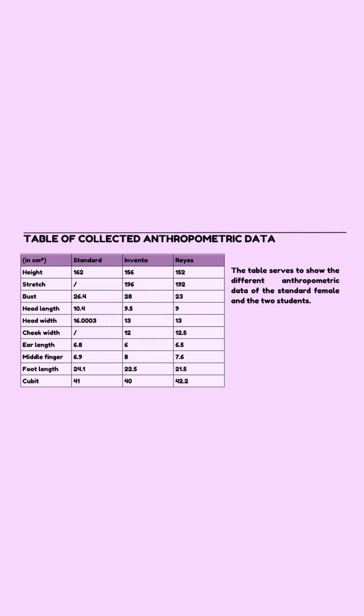We will begin our analysis by comparing our anatomical measurements to the standard measurements of an adult female as referenced from the architectural graphic standards. The table shown on screen presents the data of both students side by side with the adult female standard. From this table, we can observe that the two students are noticeably smaller compared to the selected reference.